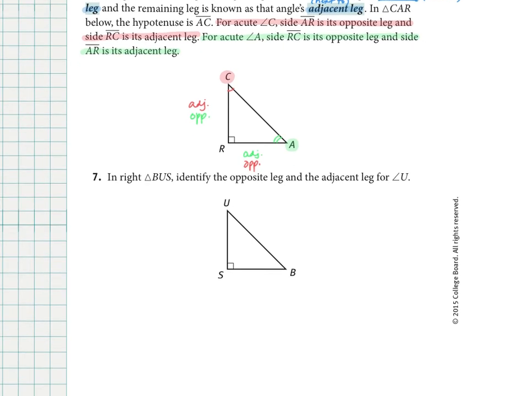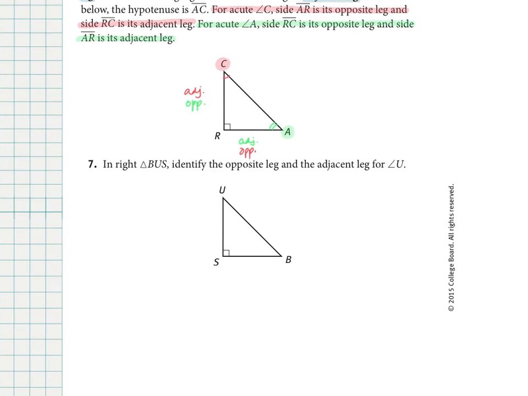So let's look down at number 7. It says in right triangle BUS, whew, we're really liking vehicles, aren't we? It says identify the opposite leg and the adjacent leg for angle U. So I'm going to go ahead and highlight U. I want you to pause the video right here and label the opposite leg and the adjacent leg.